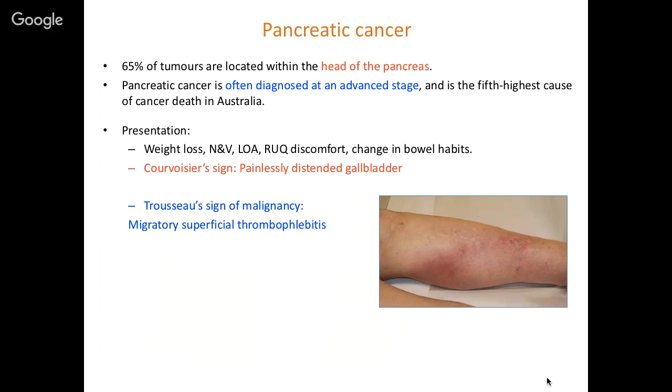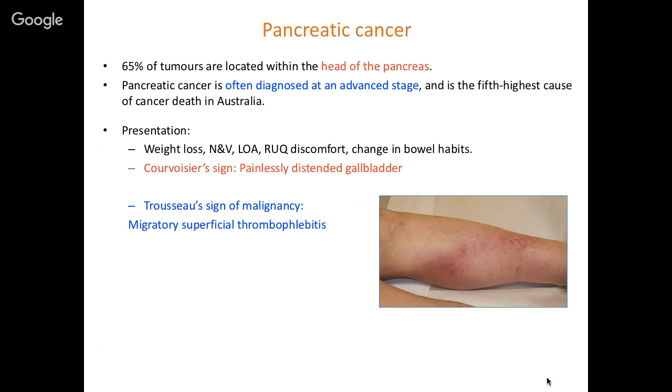And there's something called Trousseau's sign of malignancy, which is a paraneoplastic syndrome of pancreatic cancer. Do we know what a paraneoplastic syndrome is? Does anyone not know what it is? Okay, good. I'll assume everyone knows. So Trousseau's sign of malignancy is migratory superficial thrombophlebitis. There was a guy called Dr. Trousseau who saw a lot of his patients coming in with this inflammation of the veins in the legs and different parts of the body. Then he found this link between people developing this condition and later going on to develop pancreatic cancer.